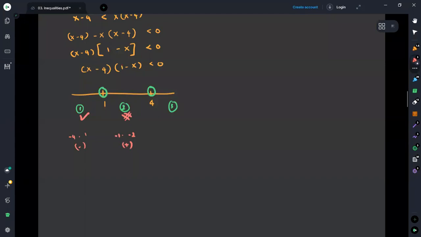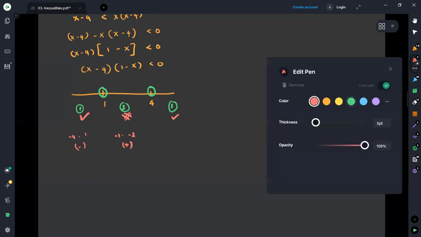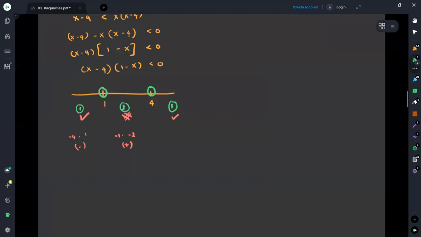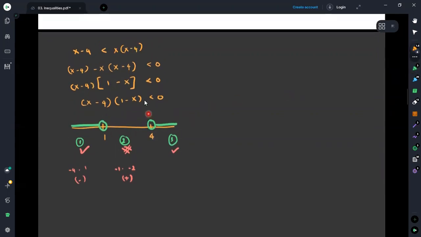In a similar way, if you substitute a value from the third region, again you will get a negative value. Therefore, we can identify the feasible region which satisfies this inequality as x is less than 1 and the region of x is greater than 4. Therefore, we have first identified the region, but we cannot take a direct decision.